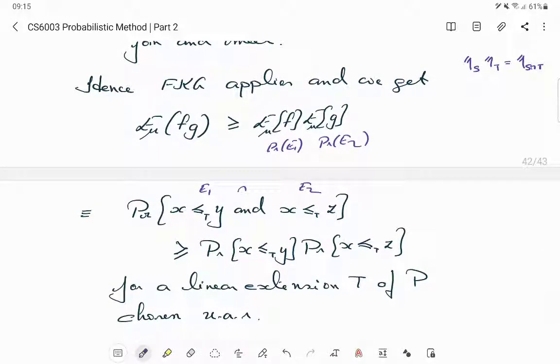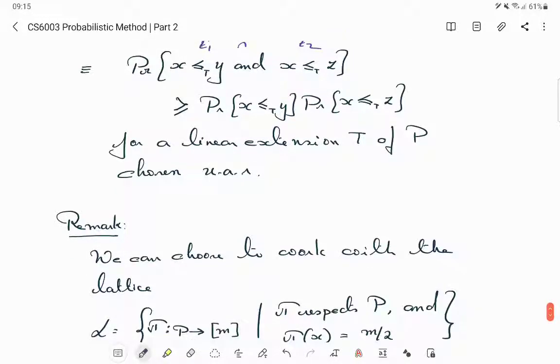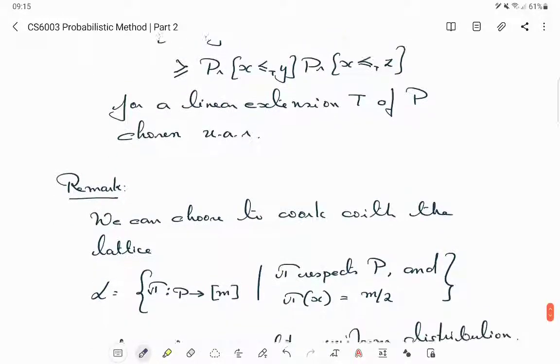So we have proved the XYZ theorem, that the probability that X will precede Y as well as Y will precede Z is greater than or equal to the product of the probabilities of the individual events, if you pick a linear extension uniformly at random. Okay.